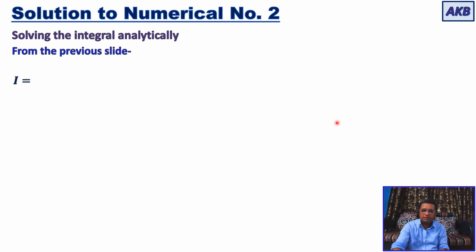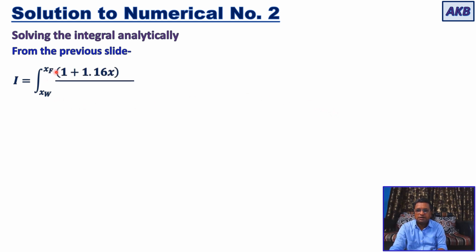So previously we had got I is equal to integration from xw to xf (1 plus 1.16x) divided by 1.16x into (1 minus x).